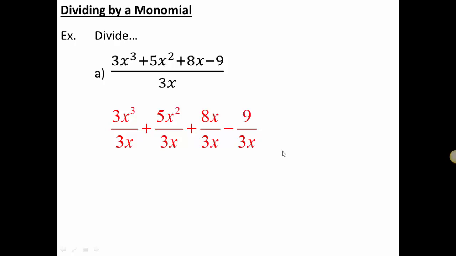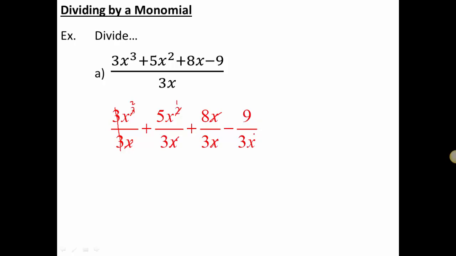Now, if there's anything that I can simplify, I need to simplify. For instance, 3 over 3, that's going to cancel out. X cubed over x to the first, well, the x here and one of the x's here is going to cancel out. 5 over 3, nothing happens there. X squared over x, well, the x cancels, and then one of the x's here cancels, leaving just one behind. 8 over 3, nothing happens. X and x are going to cancel out.